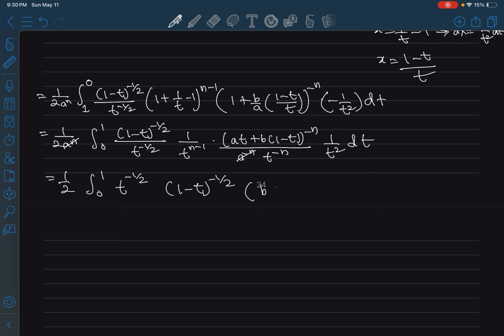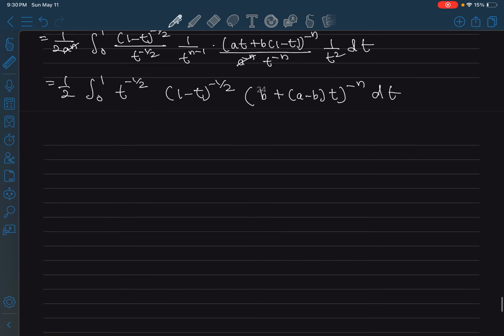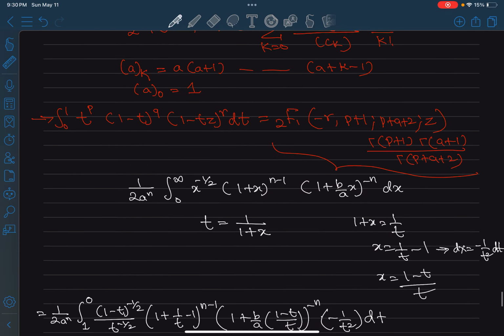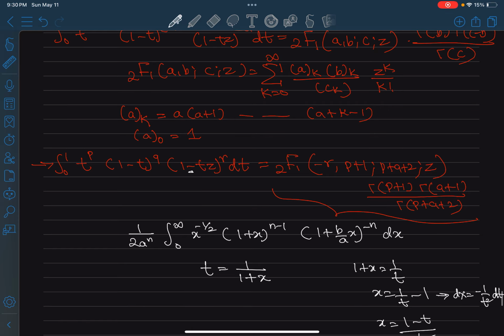B plus (a minus b) t to the power minus n, right? Notice that I can actually take b common from there. So if I do that, I will have 1 by (2b) to the power n, right? Because there's a negative power. And also notice that in my standard form of the hypergeometric function, I actually need a negative sign over here, right? So I will make it 1 minus ((b minus a) by b) t to the power minus n dt. I did this because I need a negative sign over here, right?